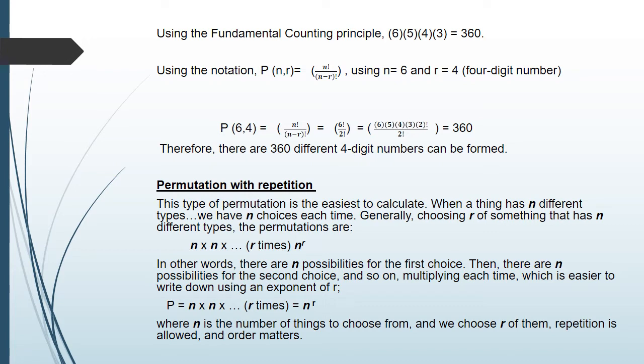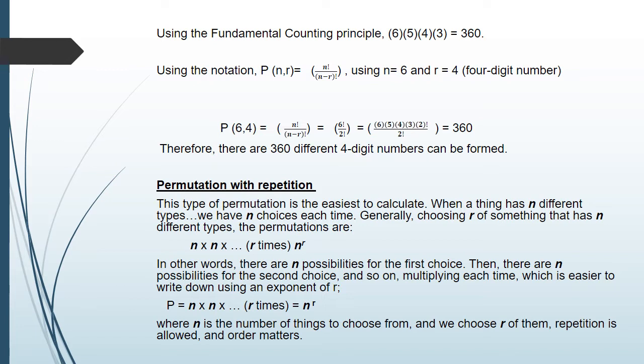Using the notation P(n, r) is equal to n factorial over (n minus r) factorial, with n equal to 6 and r equal to 4 for a 4-digit number. P(6, 4) is equal to 6 factorial over 2 factorial, where 6 factorial is equal to 6 times 5 times 4 times 3 times 2 times 1, over 2 factorial, which is equal to 360. Therefore, there are 360 different 4-digit numbers that can be formed.